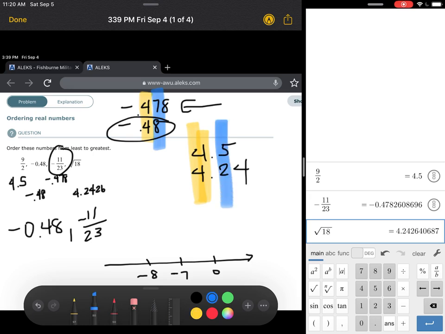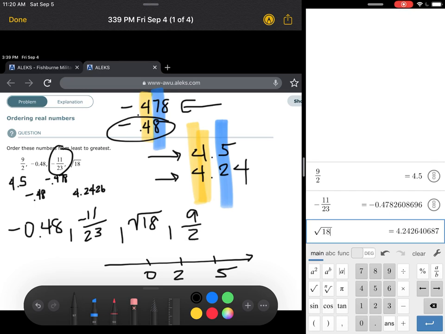Then I go to my next one, and I have 2 and 5. Now, 2 is smaller. Let's say that this is 0 now, and this is 2, and this is 5. 2 is smaller than 5, right? So this means that this is my next smallest number, the square root of 18, and this number would be my biggest, which is 4.5, or 9 over 2.